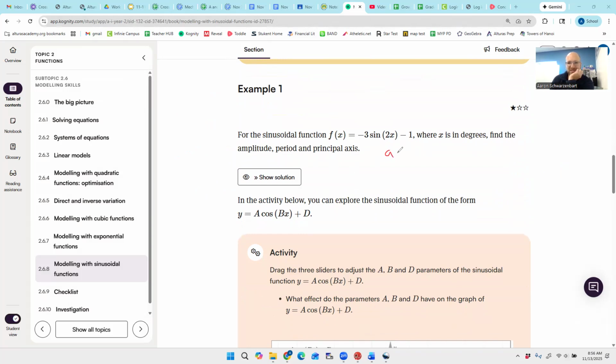Amplitude is 3. The negative just means it reverses, it goes down first. Amplitude is really just about how tall it is. T equals 2 pi over B; in the case of degrees, 360 over 2, so 180 degrees. And the principal axis is negative 1.